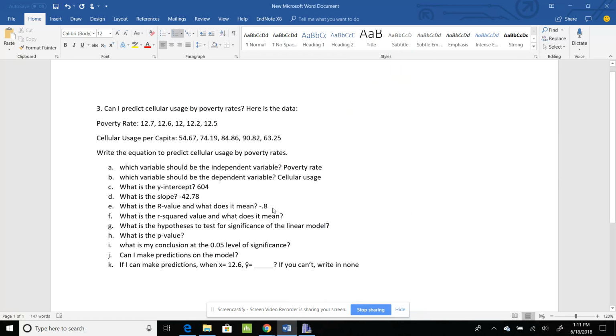Okay, so what does that mean? That means there is a negative strong correlation between cellular usage and poverty rates.